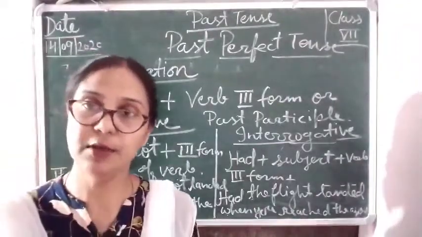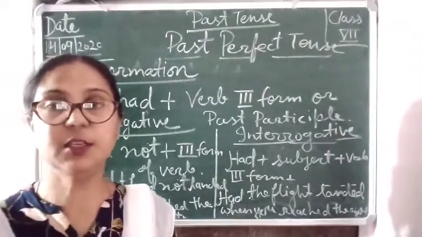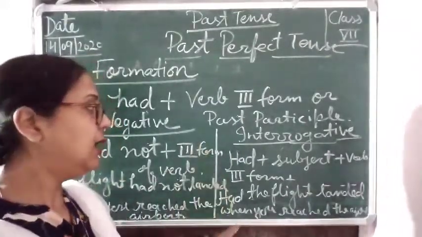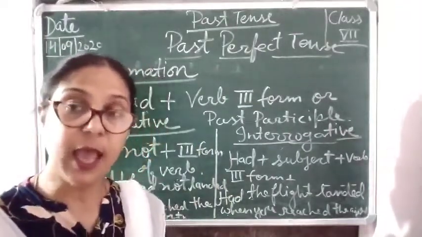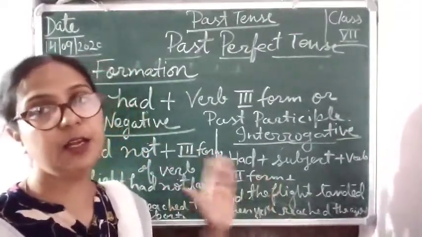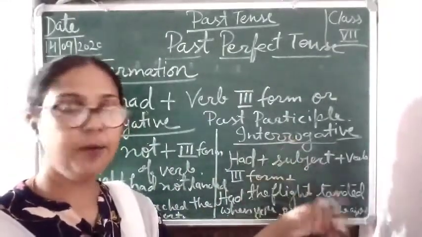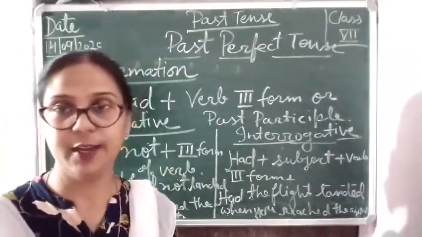So you always keep this in mind. Whenever we are making a negative sentence, we just put had not, and whenever we are making an interrogative sentence, we just place had at the first place of the sentence, and then the subject will be there, then the verb third form, and then other words of the sentence.